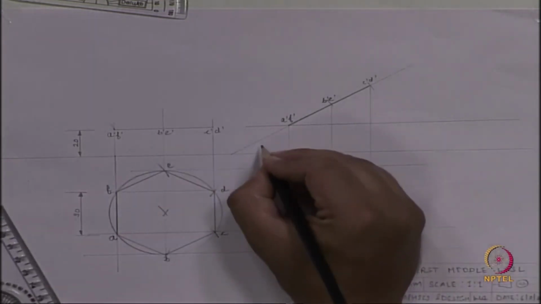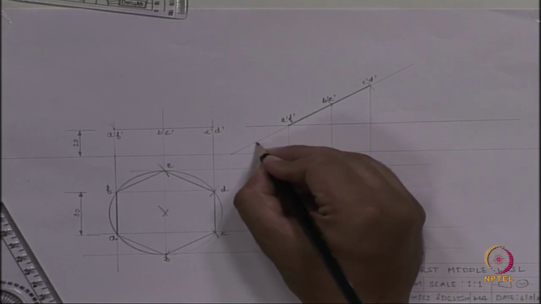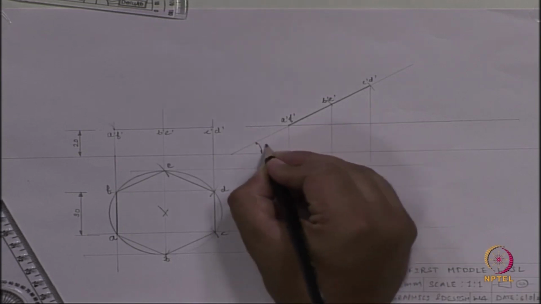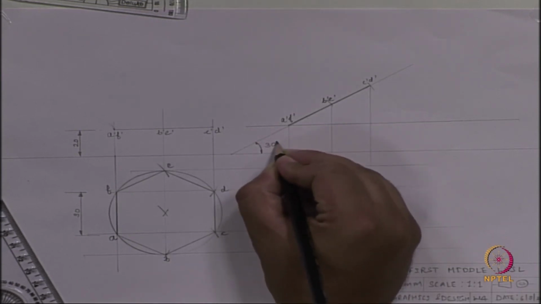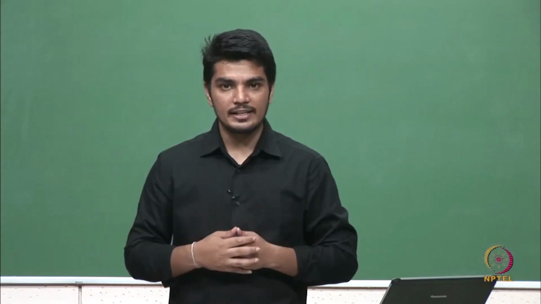Now, we can mark the angle. So, in this way we can get the front view and top view for both the orientations.